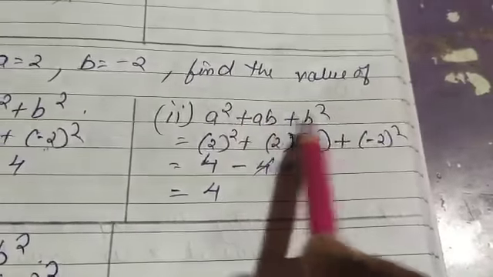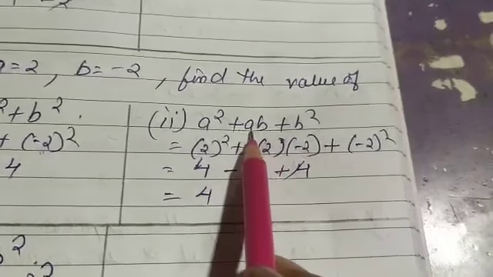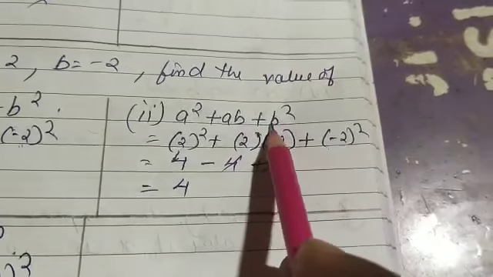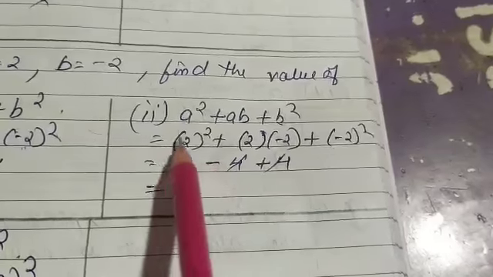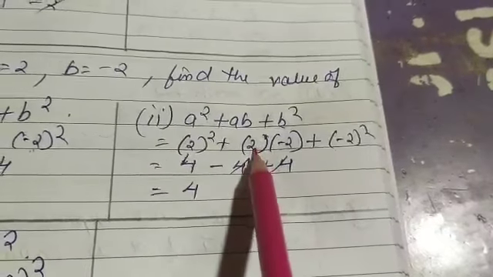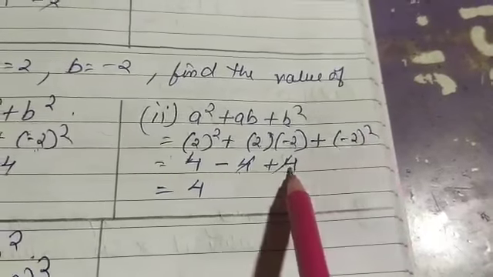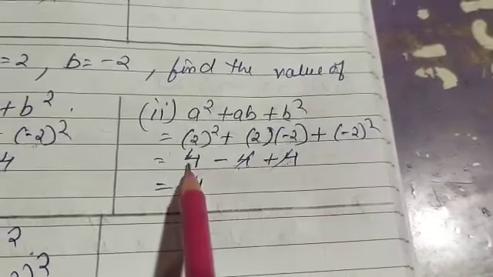Now let us see the next one. a square plus ab plus b square. In place of a you have to put 2 whole square, plus a into b, that is 2 into minus 2, plus b square, means the square of negative 2. Then the square of 2 becomes 4. Positive 2 into negative 2 is negative 4. Then the square of negative 2 is 4. Now positive 4 and negative 4 will get cancelled. Your answer is 4.